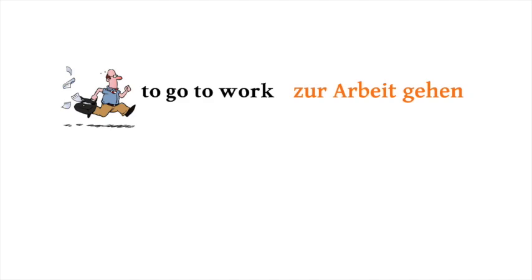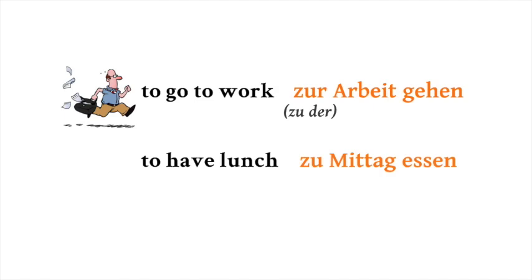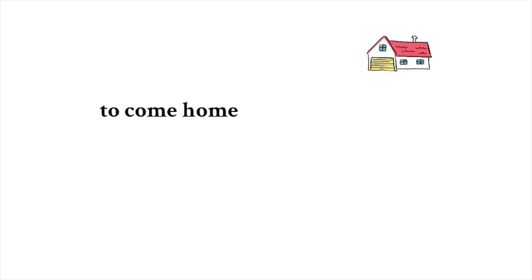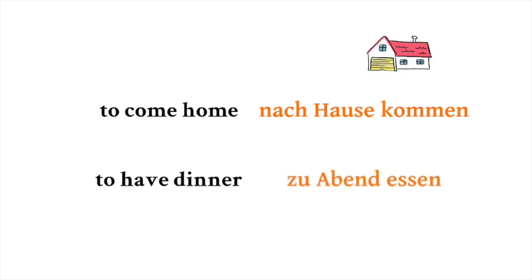Let's continue with to go to work, zur Arbeit gehen. Zur is the short form of zu der. Zur Arbeit gehen. The next verb is to have lunch, zu Mittag essen. Zur Arbeit gehen, zu Mittag essen. The next one is to come home, nach Hause kommen. And to have dinner, zu Abend essen.